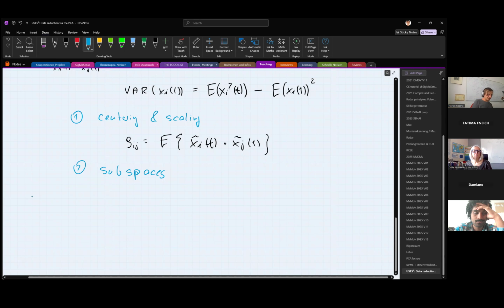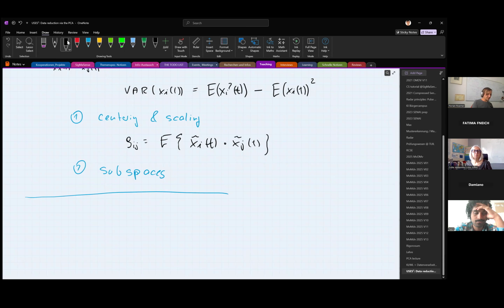Right. So let's look just into linear algebra a little bit more, just to remember. Again, what's our setting here? We have a vector, let's say x of t. I'm writing this as a vector, just stacking in the different sensors along the rows.